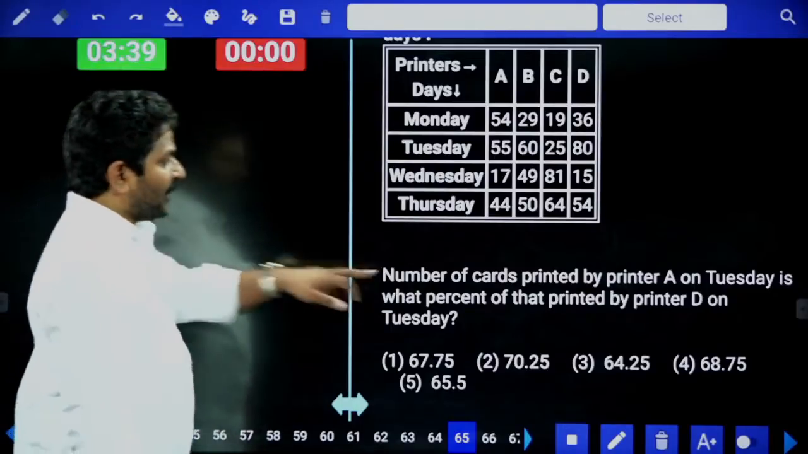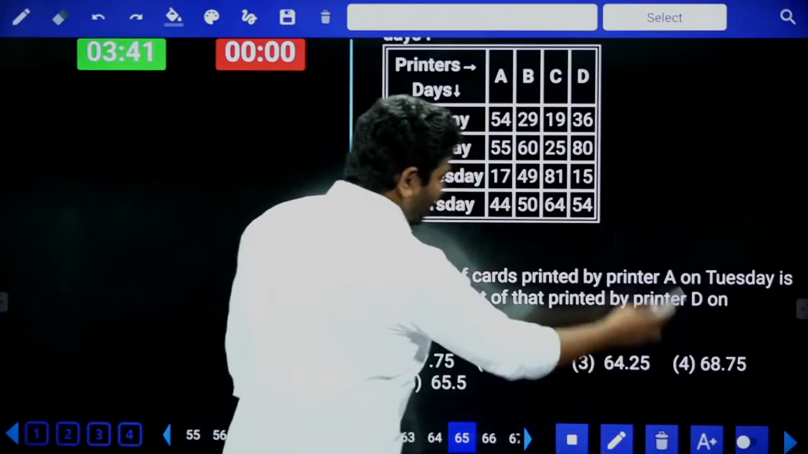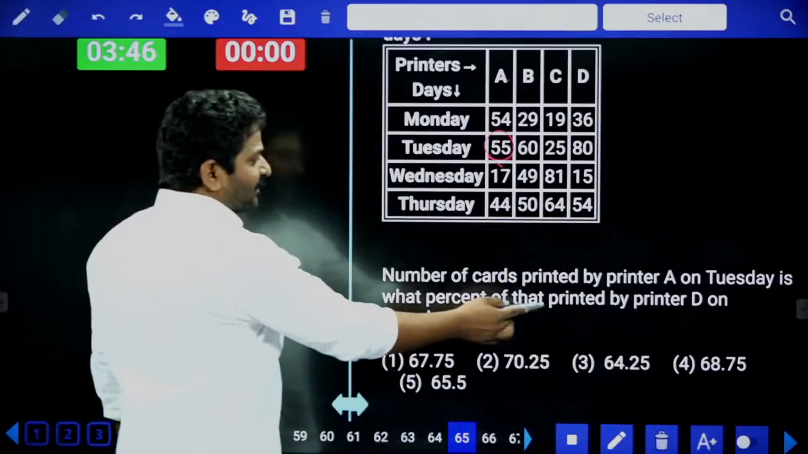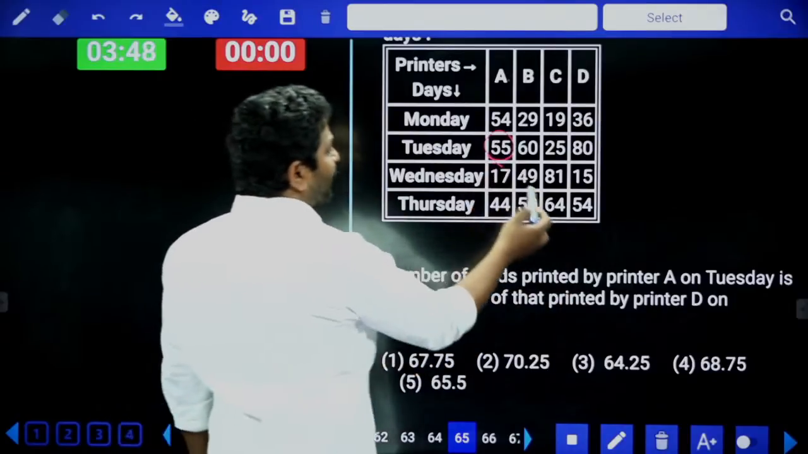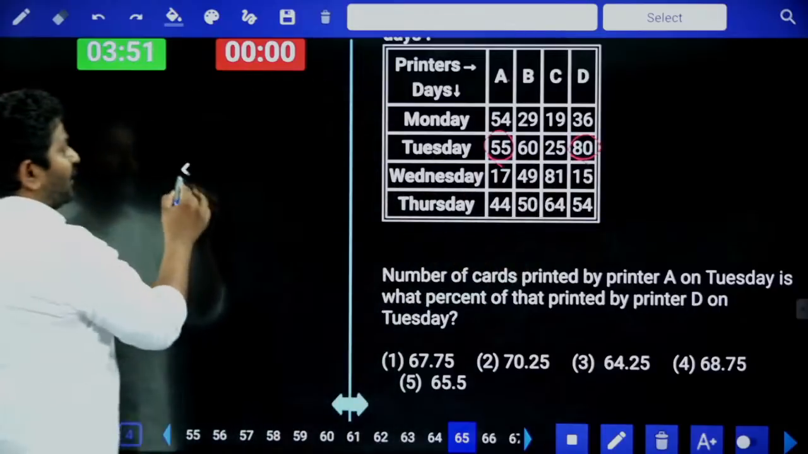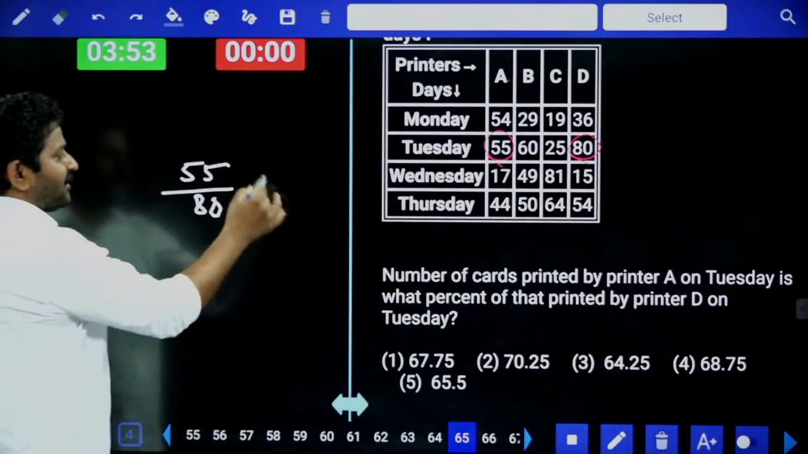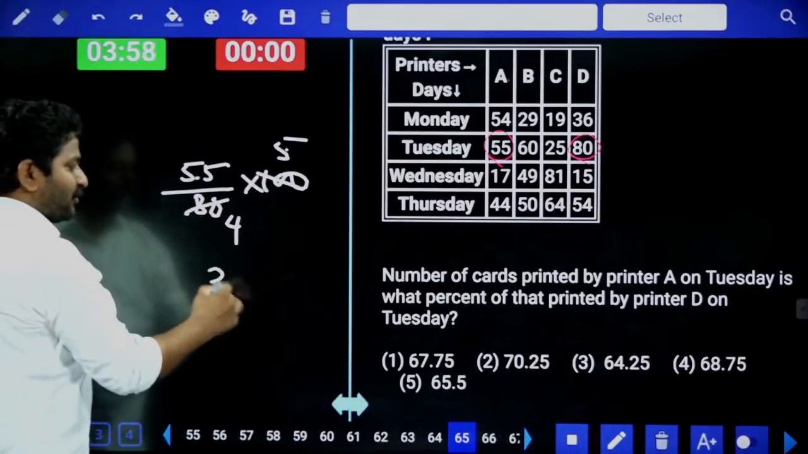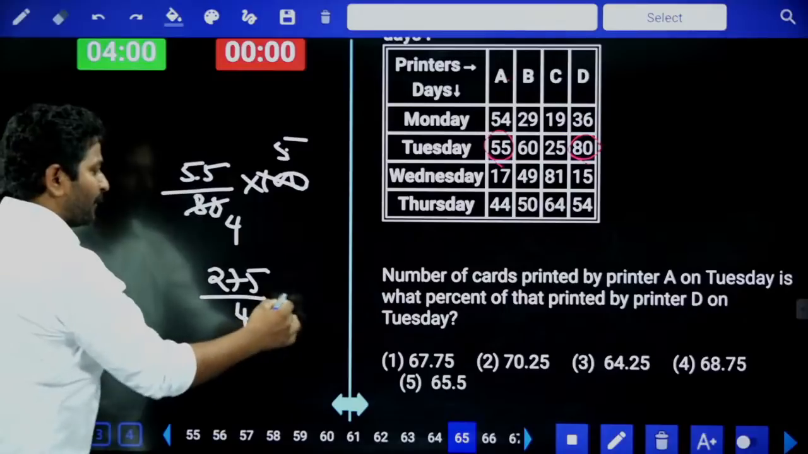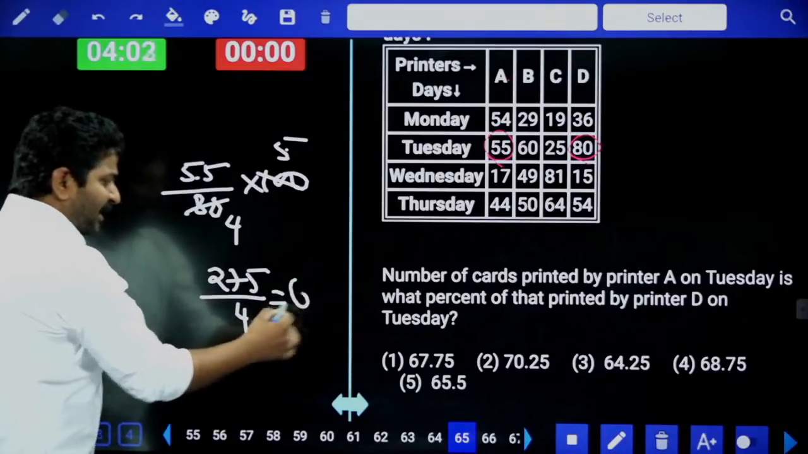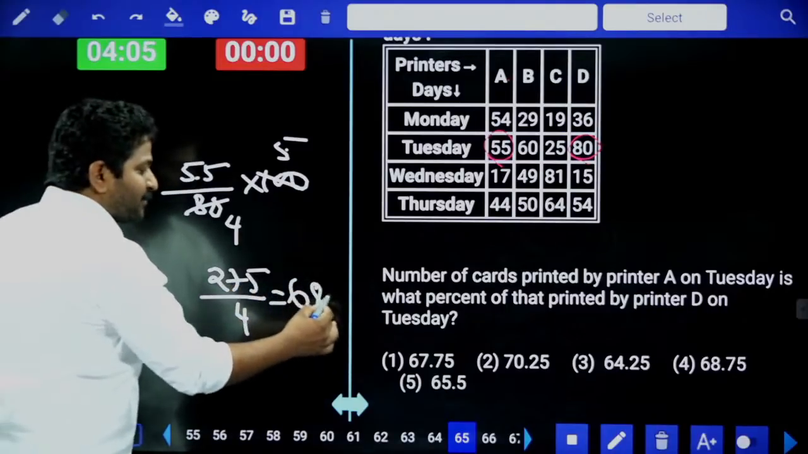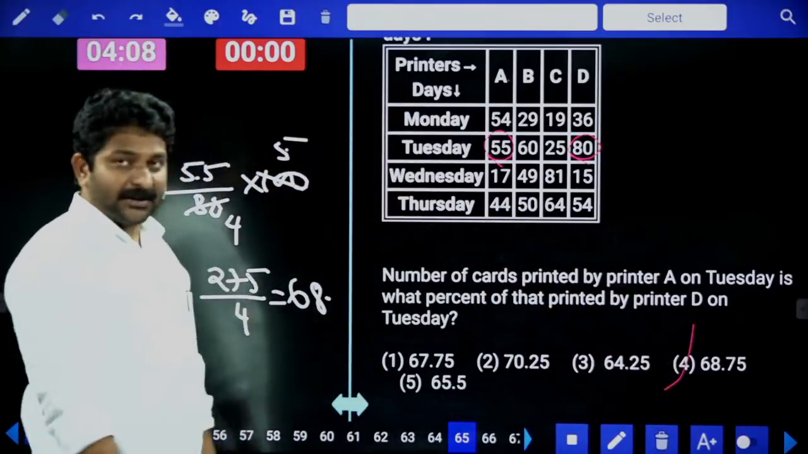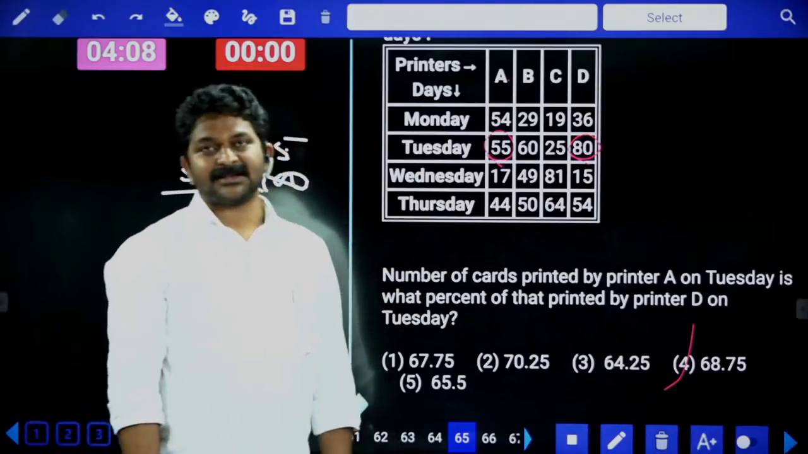Yes. Number of cards printed by printer A on Tuesday is A on Tuesday, that is 55. Is what percent of that printer D on Tuesday? D on Tuesday, that is equal to 80. So 55 with respect to 80 percentage into 100, 25 times, and then this is 4 times, which is numerator 275 divided by 4. 4, 6 times 24, and then 8 times, point 68 point. There is only one option which is starting with 68 point something. Hence fourth option is our final answer.